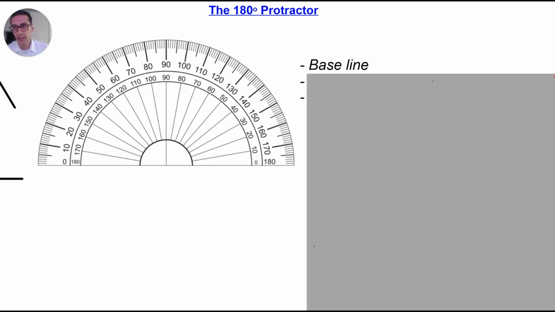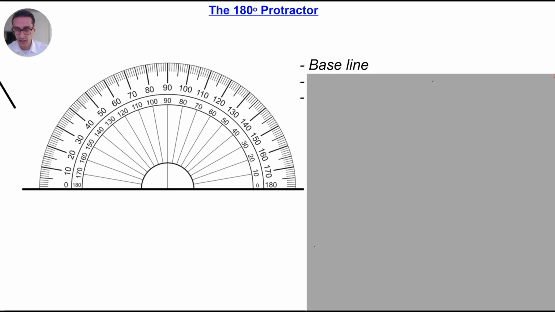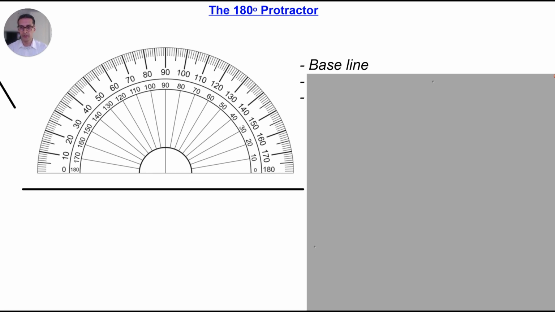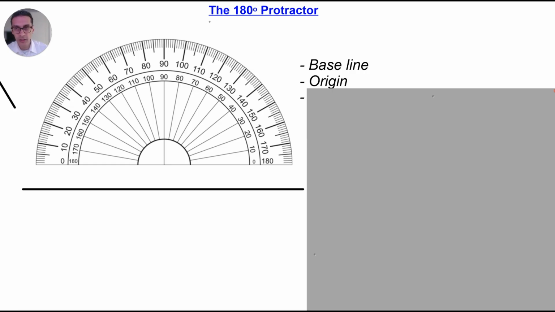First of all, the baseline. The baseline is this line down here at the bottom of a protractor. So you can see it just goes all the way along and it helps you line up your protractor with the angle. There's the origin.